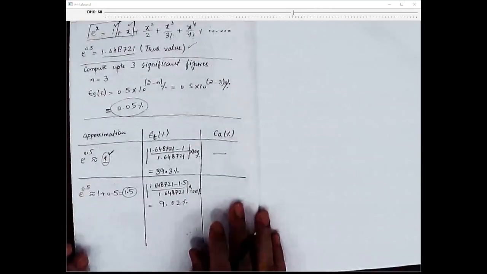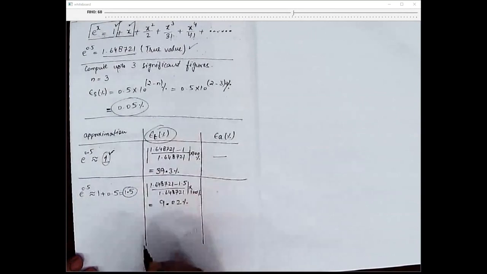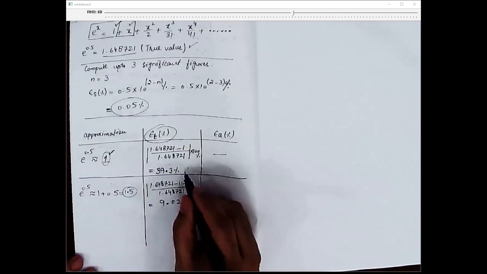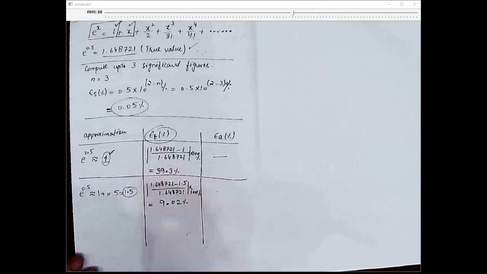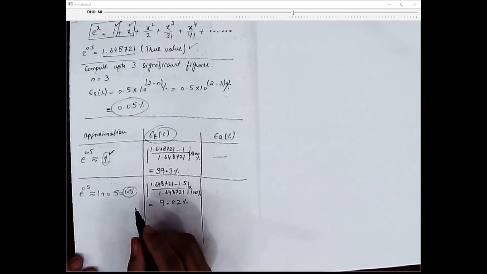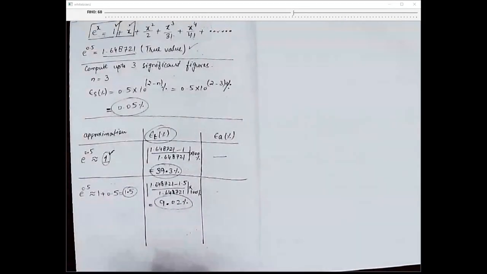Now the question is, has the true error decreased? If yes, why? I can see from here 39.3% with the first approximation. The second approximation, 1.5, gave an error of 9.02%. Definitely it has decreased. Why has it decreased? Can somebody comment on that? Why has this error decreased?